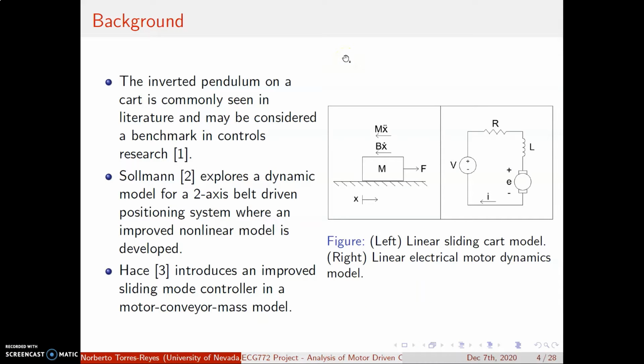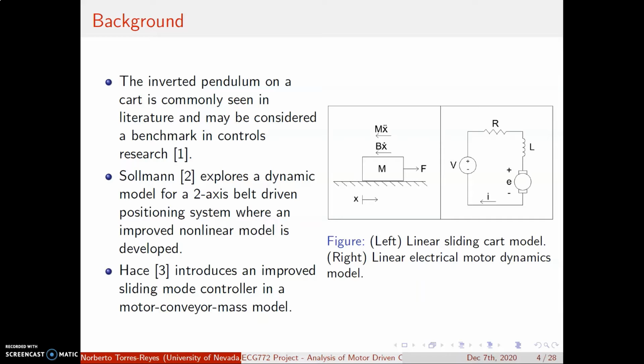When doing the background research for this paper, I noticed the inverted pendulum on a cart is commonly seen in literature and may be considered a benchmark in controls research. You see this a lot. A lot of new control laws are applied to inverted pendulum models, and they're kind of used as a reference.